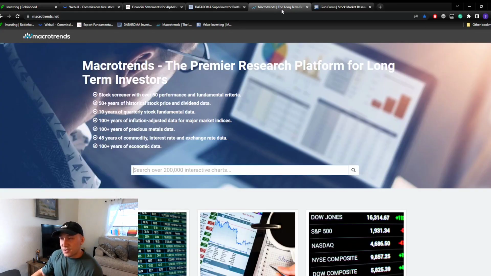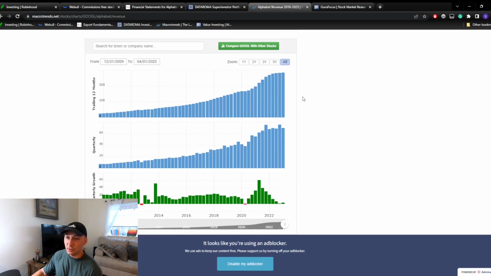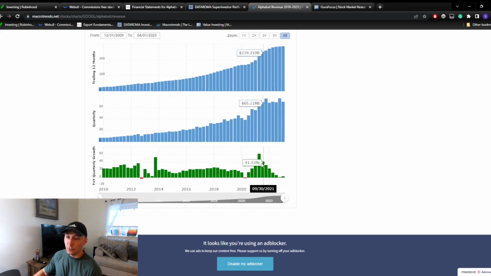Another interesting website that I like using is macrotrends.net. And I can go in here and I can type in the ticker symbol Google. I can go to revenue, and basically I can get a nice visual representation of what's been happening with the company. So here's the year over year growth, the numbers. Here's the revenue. Here's the quarterly, trailing 12 months, year over year quarterly growth. So as you can see, it has fallen a bit.